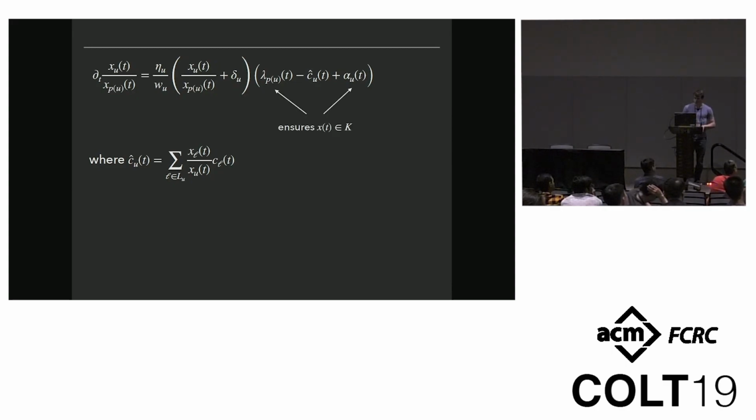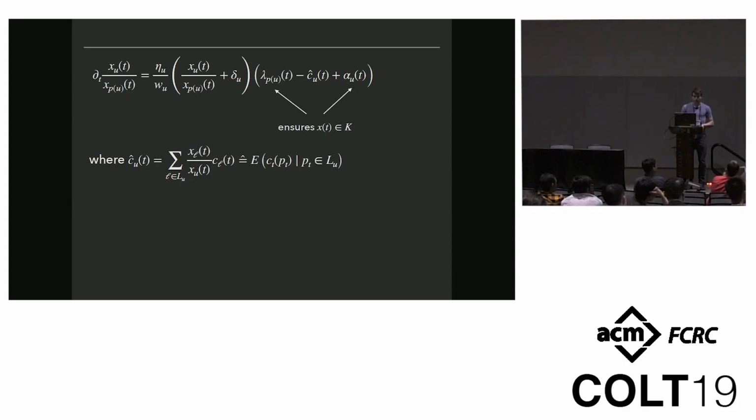So here the lambda_pu and alpha_u are just Lagrange multipliers which ensure that we remain in the convex body K. And this c_u hat is this term, so x_l over x_u is the probability of being at l conditioned on being in the subtree of u. If we multiply this by c_l, then it's the expected cost at l conditioned on being in the subtree, summing over all l. This is just the expected cost conditioned on being in the subtree of u. So this is the force that drives the motion of these conditional probabilities.